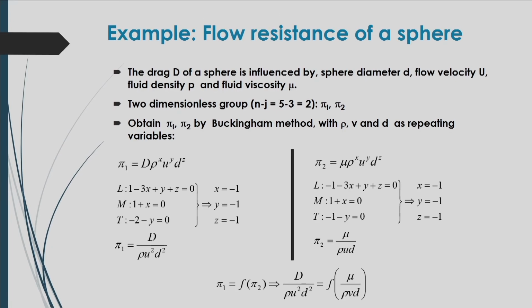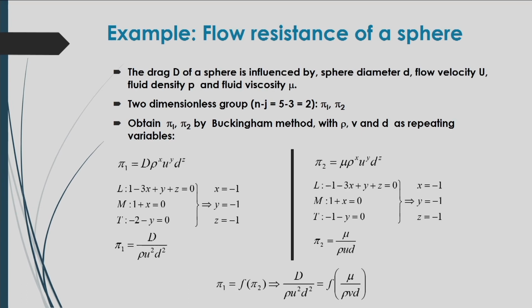Now, how many dimensionless groups can be formed by either of these methods? Very simple, 5 minus 3. 5 is the number of variables, and you know that 3 is the number of fundamental dimensions. So, here 5 minus 3, that is 2 dimensionless groups you can make.